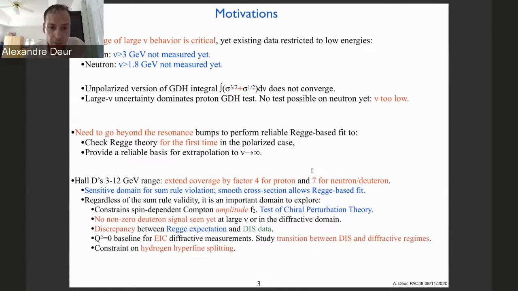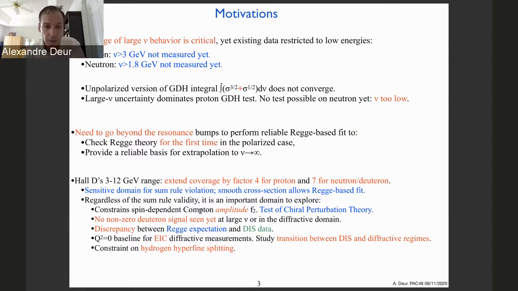Now, regardless of the interest of the GDH sum rule and its validity, this is an interesting domain to explore on its own. Using dispersion theory, we can extract from the data the spin-dependent Compton amplitude F2 and thereby test chiral perturbation theory.